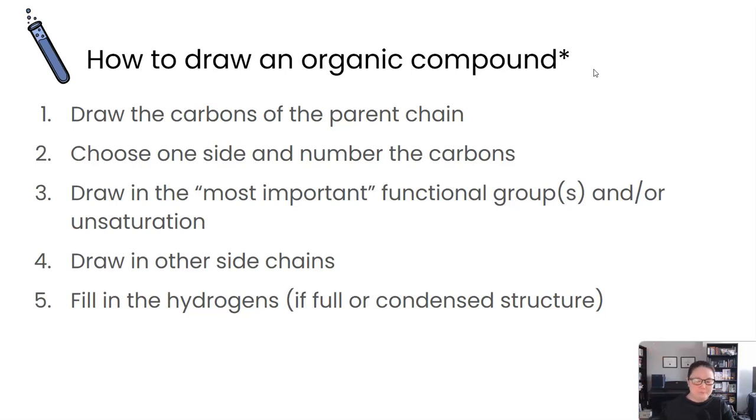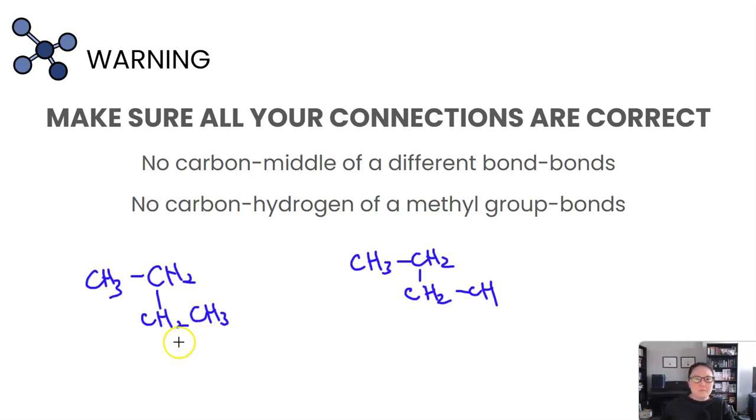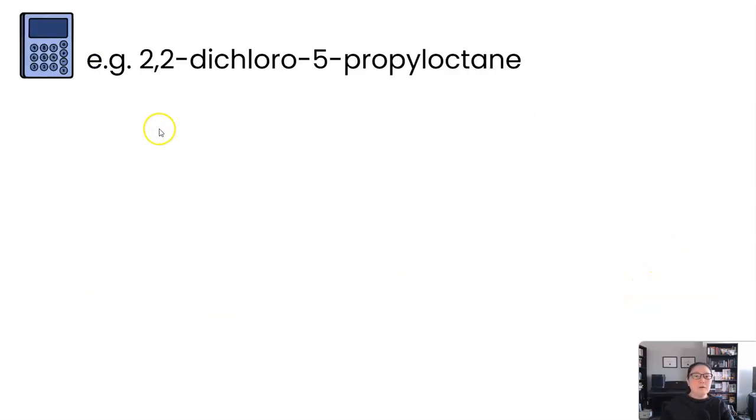So, now one last thing that I want to say before we start trying to draw these hydrocarbons is make sure you are drawing your connections correctly. I don't want any carbons being bonded to the middle of a bond. I don't want any carbons being bonded to hydrogens of something else. So none of this kind of thing, none of this kind of thing. This is where you want to aim for. Make sure all of your links are going between the carbons.